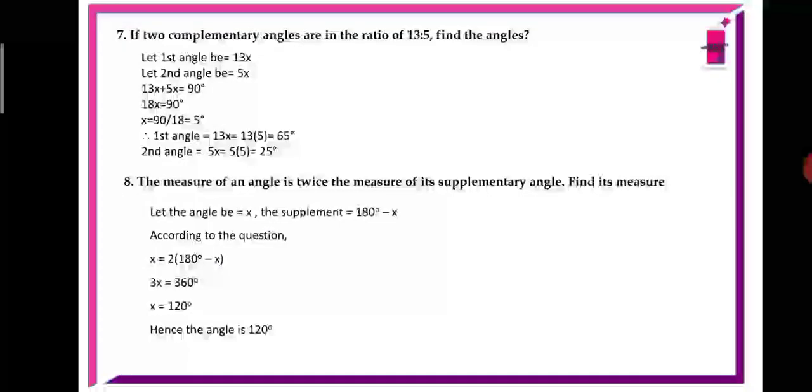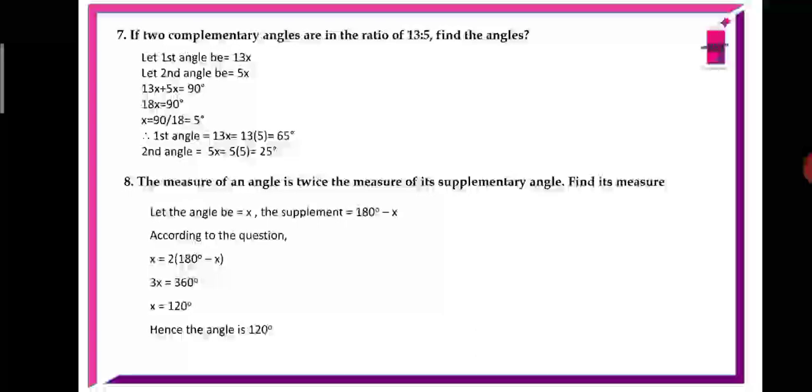Question number 7. If two complementary angles are in the ratio of 13:5, find the angles. Let the first angle be 13x and the second angle be 5x. So they are complementary. The sum of two angles will be 90 degrees. 13x plus 5x equal to 90. Then 18x equal to 90. Then x value equal to 90 by 18, that equal to 5 degrees.